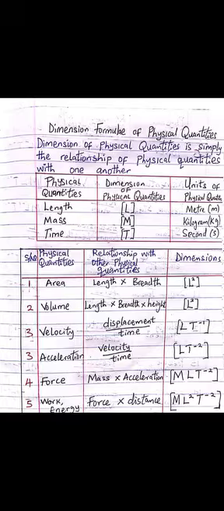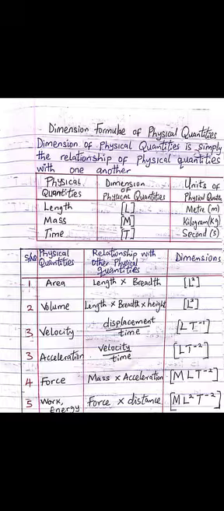So let's go to the first derived quantity. We'll be looking at its dimension, which is area. The relationship with other physical quantities is length times breadth. You find out that the dimension of length is L, dimension of breadth, which is also a measure of length, is capital L. So when you times the two, you get L square.